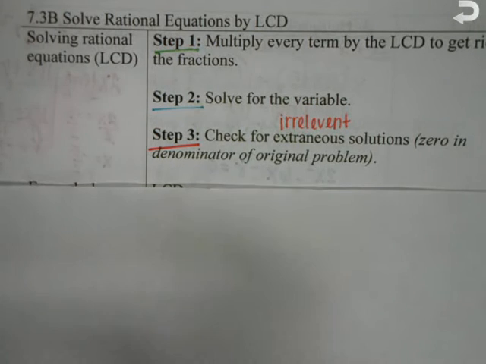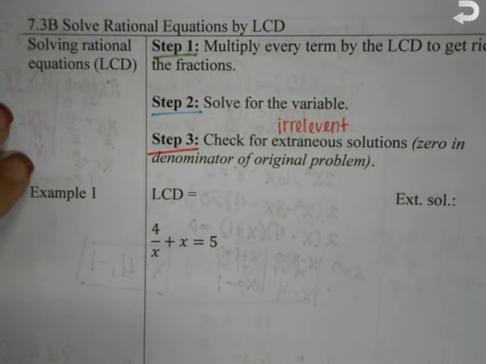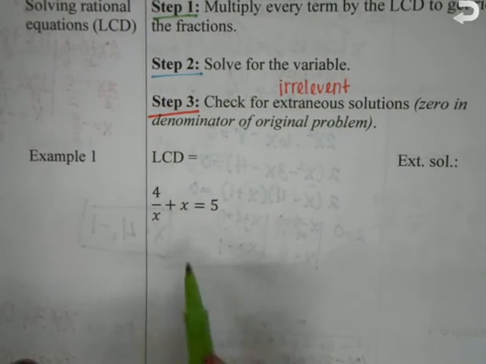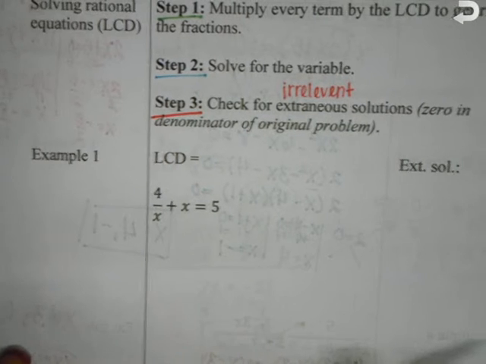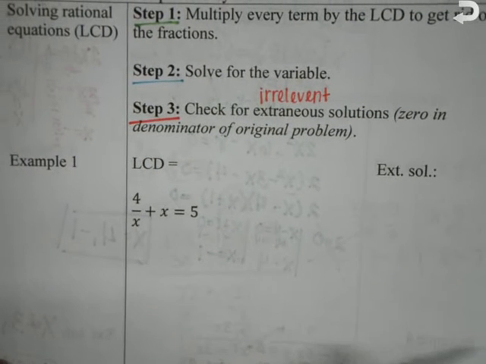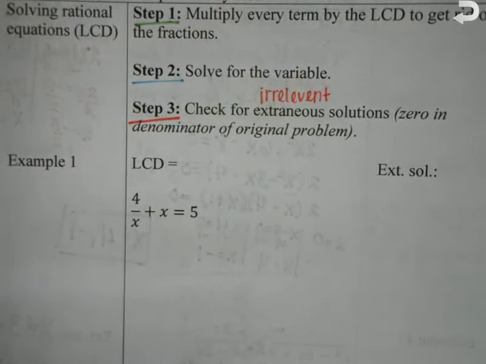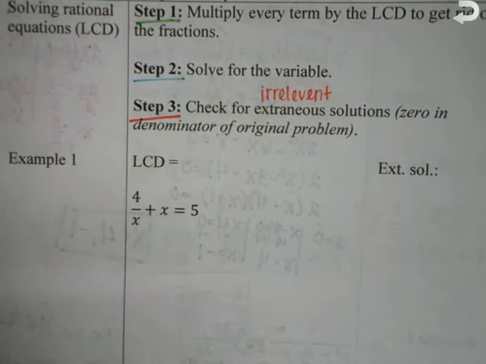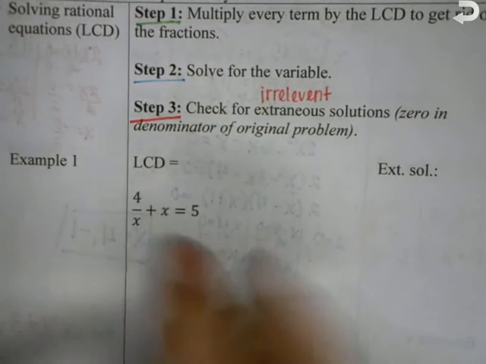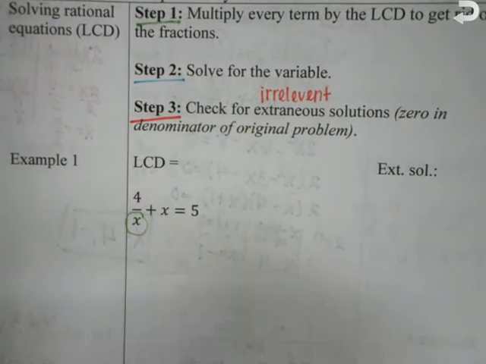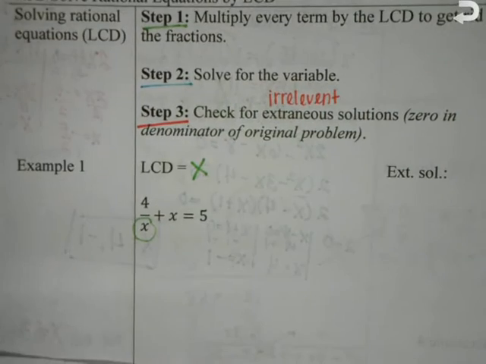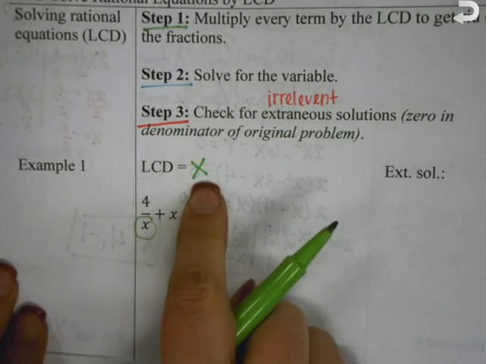Example 1, we have 4 over x plus x equals 5. Okay, so our first step was to multiply every term by the LCD. So remember, when we're specifying LCD, that only means we're looking at the denominators. So in my example, I only have one denominator here, and it's x. So what's my LCD going to be? X. Okay, so I just put an x off to the side actually identifying what the LCD is.